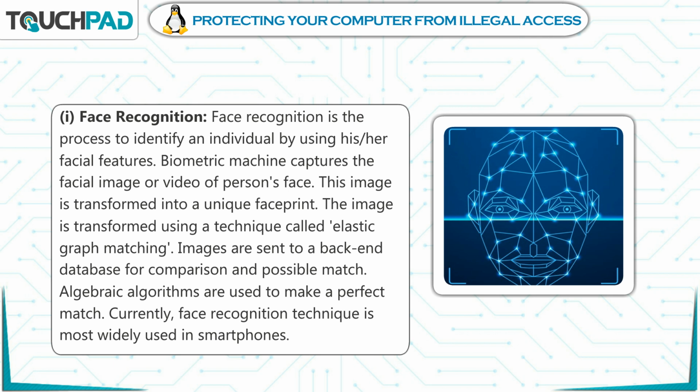face recognition. Face recognition is the process to identify an individual by using his or her facial features. The biometric machine captures the facial image or video of a person's face. This image is transformed into a unique face print using a technique called elastic graph matching. Images are sent to a backend database for comparison and possible match. Algebraic algorithms are used to make a perfect match. Currently, the face recognition technique is most widely used in smartphones.